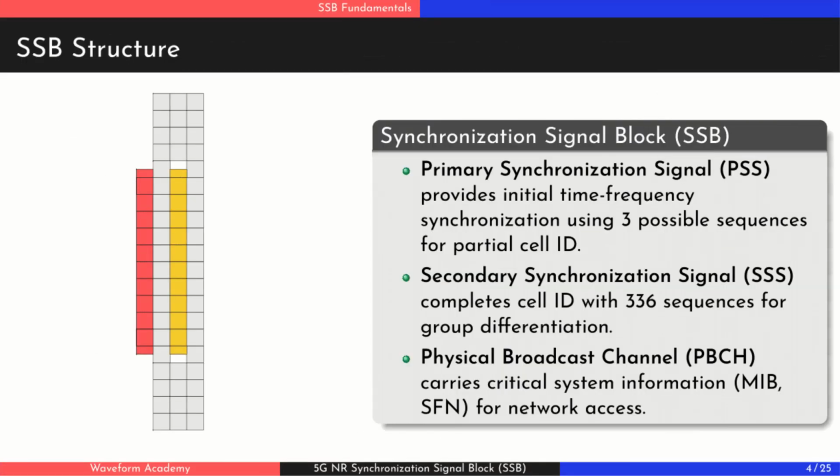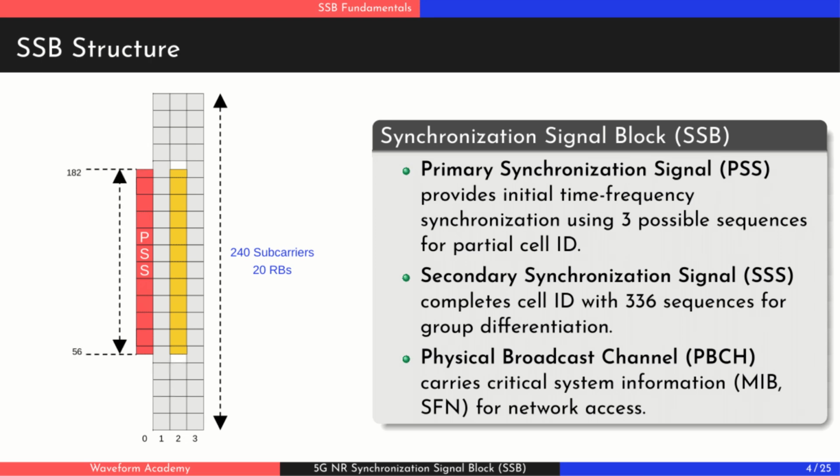The synchronization signal block is a constantly broadcasted element of the 5G downlink waveform. It occupies 4 OFDM symbols in time and spans 240 subcarriers in frequency. The SSB contains 3 main components. Primary synchronization signal is used for initial time and frequency synchronization. It supports 3 different sequences, each occupying 127 subcarriers.